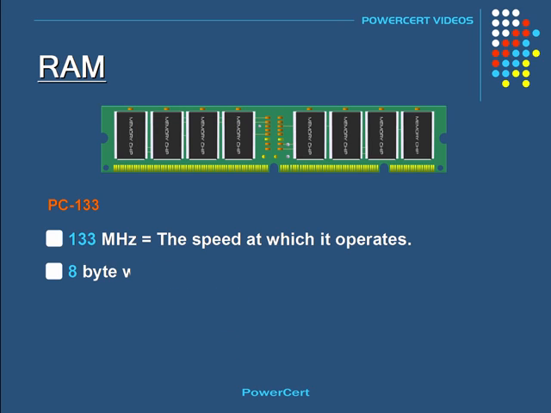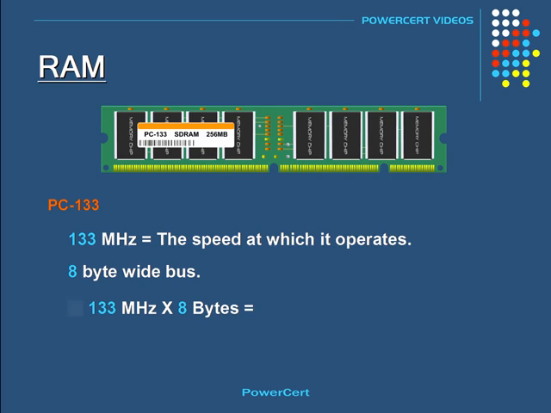So an SDRAM module labeled PC133, you multiply 133 by 8, which equals 1066. So the total bandwidth for PC133 equals 1066 megabytes per second. Now technically 133 times 8 actually equals 1064, but 1066 is accurate because the actual clock speed is 133.3333 times 8, which is rounded off to 1066.